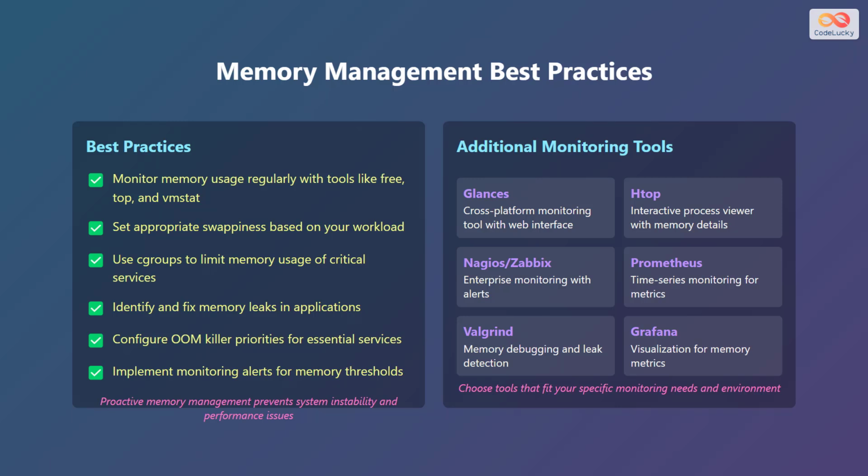Here are some additional monitoring tools which include Glances, a cross-platform monitoring tool with a web interface. Top is an interactive process viewer with detailed memory information. Nagios and Zabbix are enterprise-level monitoring solutions with alerting capabilities. Prometheus is a time series monitoring tool for collecting and analyzing metrics. Valgrind is a memory debugging and leak detection tool. Grafana is used for visualizing memory metrics. Choose the tools that best fit your specific monitoring needs and environment.